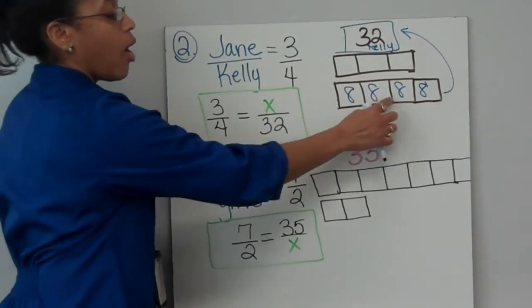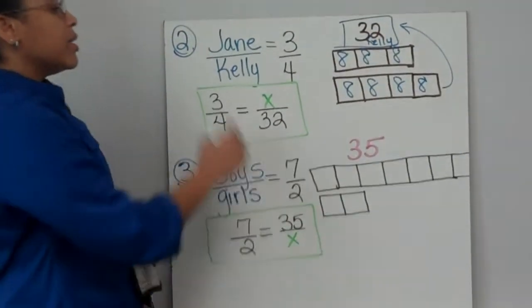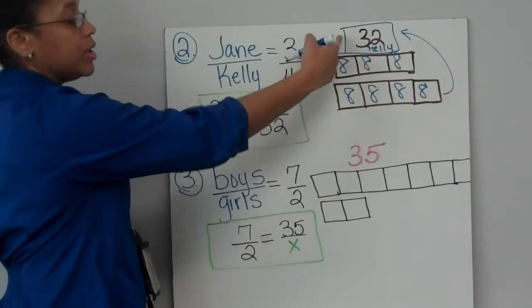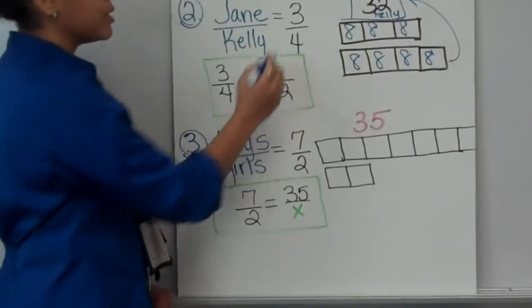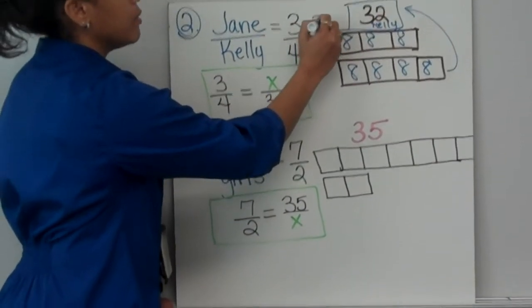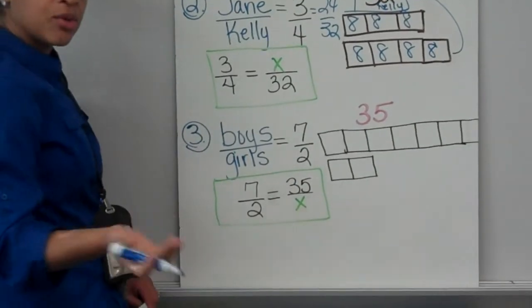And if these are all 8s, then these have to all be 8s. So Jane, if Kelly sells 32, then Jane is going to sell 24. So Jane is going to be equal to 24. So this will be 24 over 32 as the 2 equivalent fractions or the proportion.